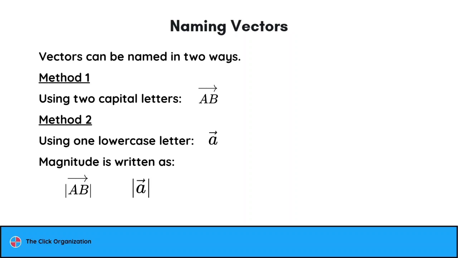Sometimes we only need the magnitude or length of a vector. Well, in that case, we write the vector name between vertical bars. For example, the magnitude of vector AB is written as magnitude AB, and the magnitude of vector A is written as A with parallel lines around it. Okay, so remember that the magnitude is just the length of a vector and does not include its direction.